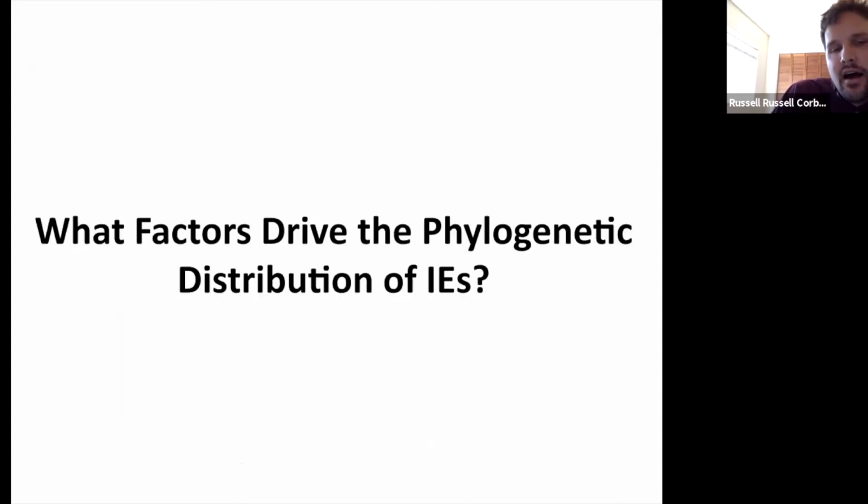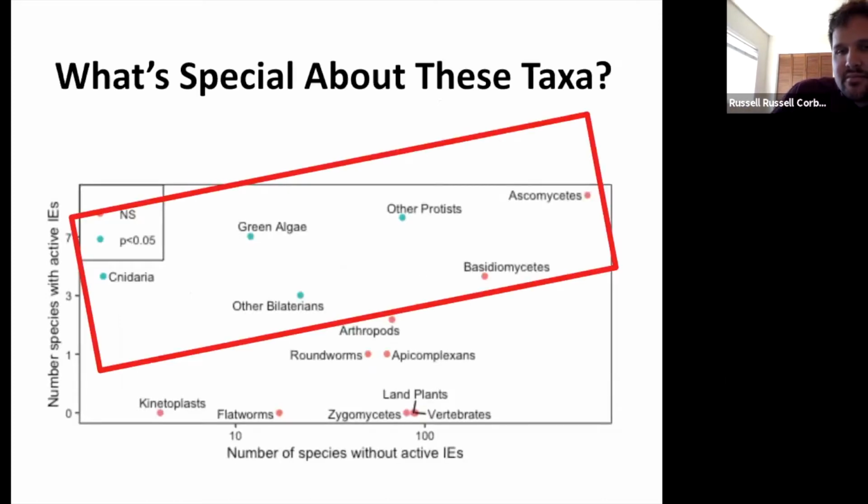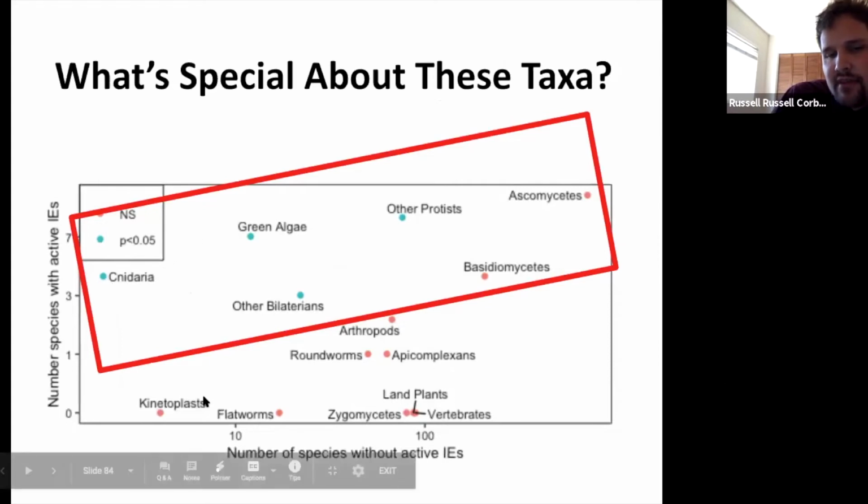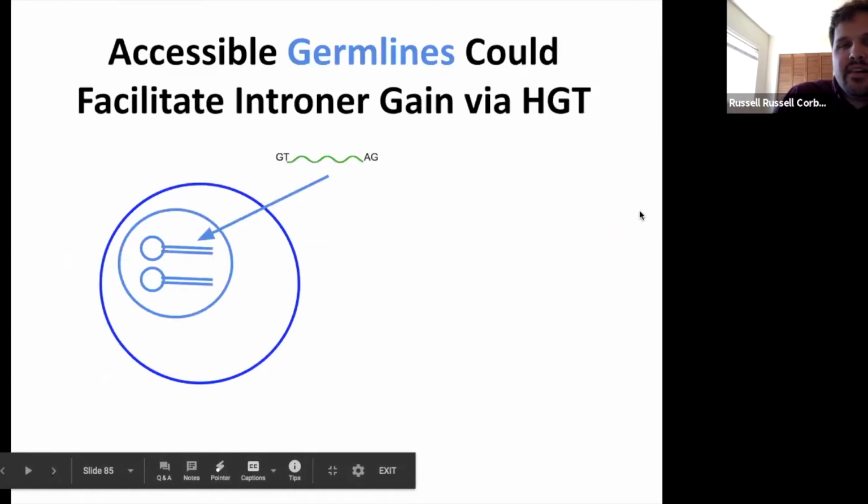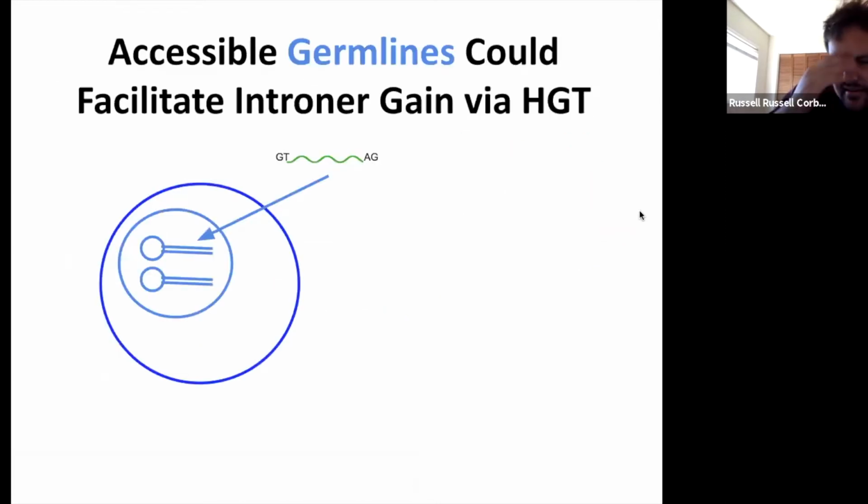Okay, what are the factors that drive the phylogenetic distribution of introner elements? Remember, we started with this figure at the beginning, and a different way to ask that question is to ask what's special about these taxa in the red box here. Why do these taxa in particular seem to accumulate introners at a really high rate relative to the rest of the taxa along the bottom here? And this, I'll just say, is conjecture completely at this point. It's not proven, but I think it's possibly an explanation.